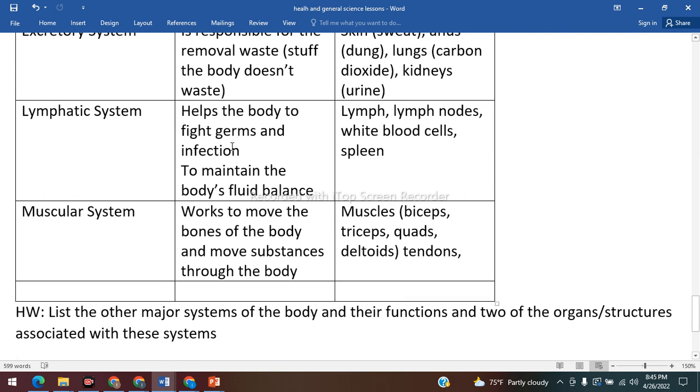Okay. Respiratory system. No one said that. That's what I was forgetting. I said urinary. Urinary is a part of the excretory system. That's true. Yeah. That's still a part of the excretory system.